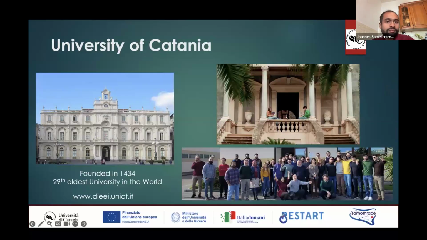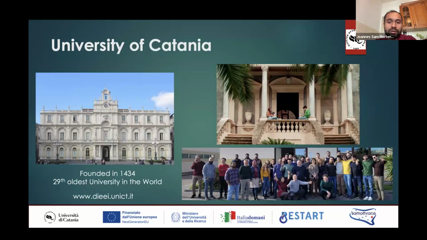The university here is the University of Catania, which is a mega university on the Italian scale. It's also one of the oldest universities in the world, about the 29th oldest, founded in the 14th century. And you can see our research group here. We are networking people, and we work on several communication topics, also in unconventional communication areas like underwater communication, intra-body communication, and we are currently working on healthcare and metaverse.